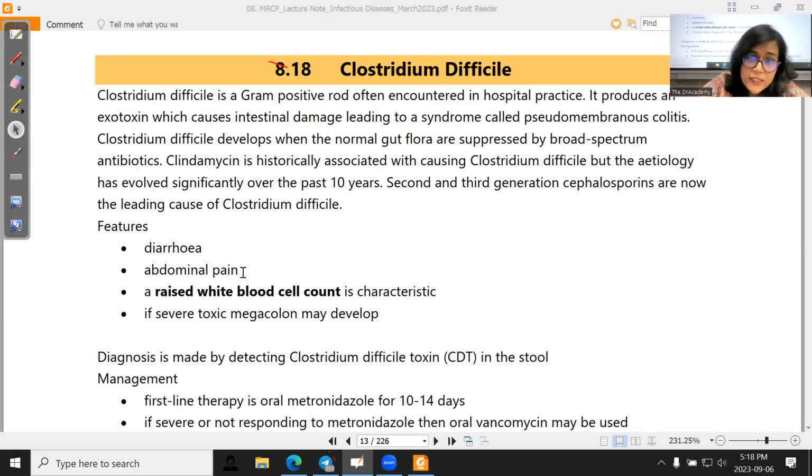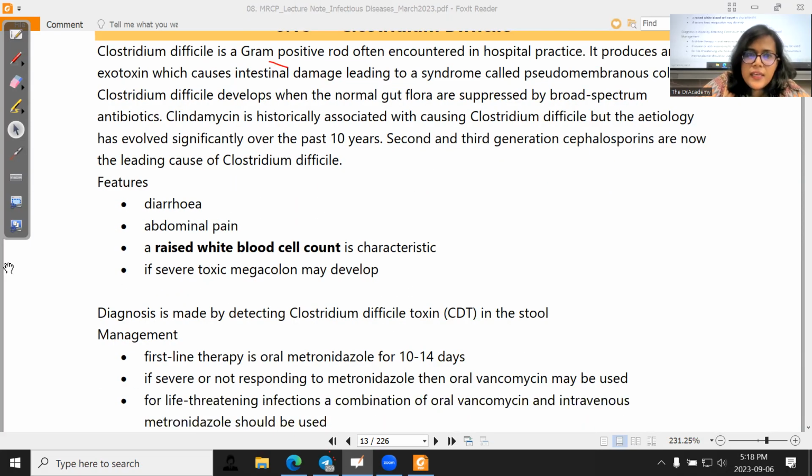It can also cause bloody diarrhea sometimes, okay? Raised WBC count is characteristic, and if severe, toxic megacolon can develop. From the pseudomembranous colitis, it can also cause toxic megacolon. Diagnosis is made by detecting the Clostridium difficile toxin, known as the CDT, in the stool.